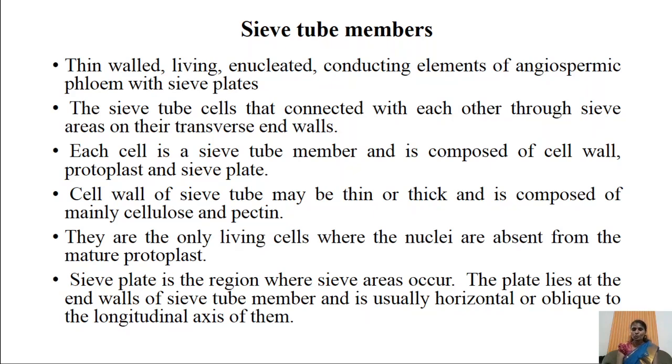The wall of the sieve tube may be thin or thick, and it is composed mainly of cellulose and pectin. They lack the secondary wall thickening, that is lignin. Sieve plate is the region where sieve areas occur. The plate lies at the end walls of the sieve tube member and is usually a horizontal or oblique cross wall to the longitudinal axis of the sieve tube. The plate is always horizontal or oblique to the longitudinal axis of that particular sieve tube member.